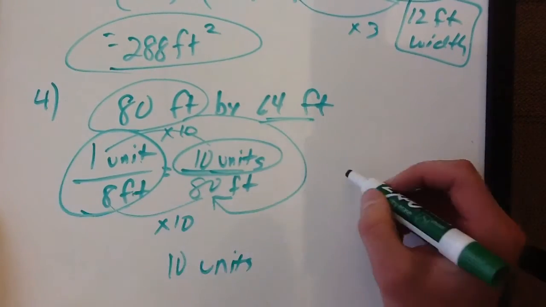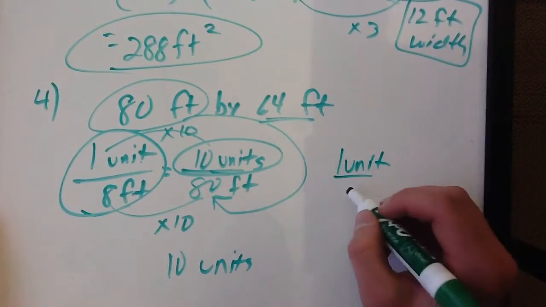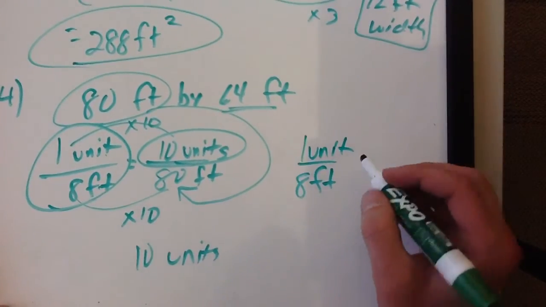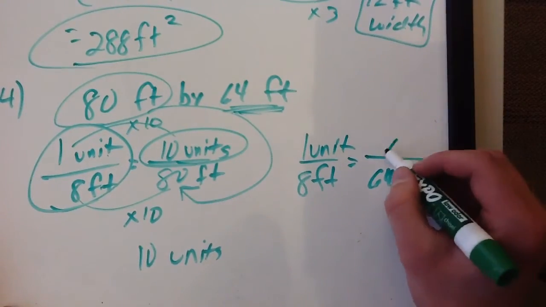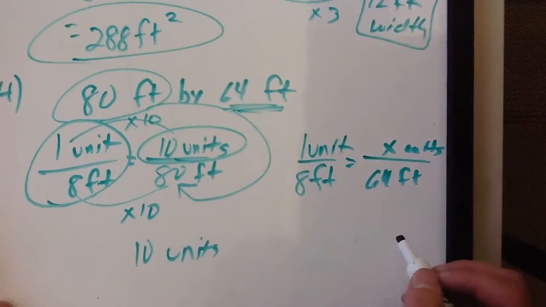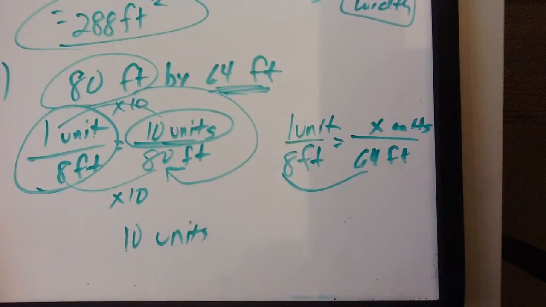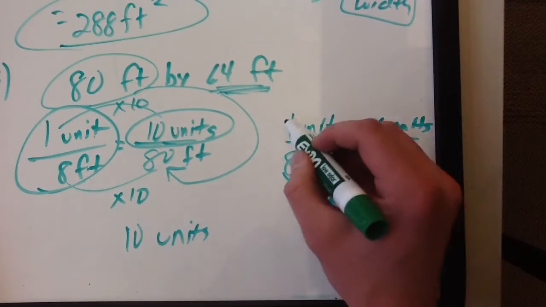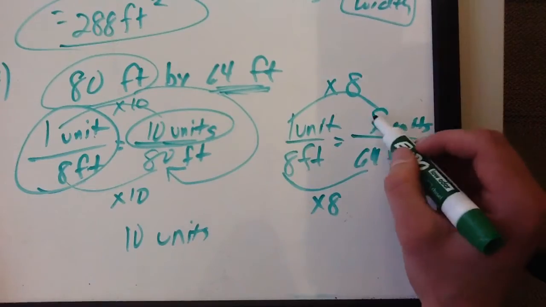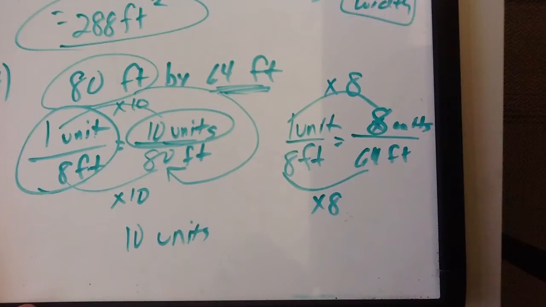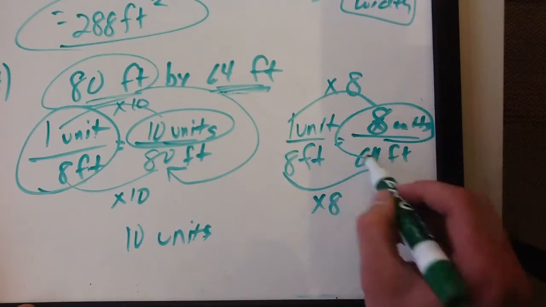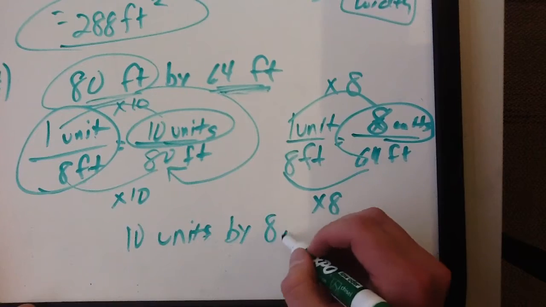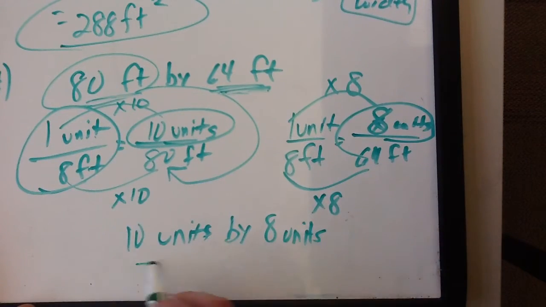So again, use your scale factor of 1 unit to 8 feet. Set that equal to 64 feet over some number of units. How did you get from 8 to 64? Well, you multiplied by 8, so you do the same thing up top. 1 times 8 is 8. So the actual dimensions are 80 feet by 64 feet, but when you convert them to units, it's 10 units by 8 units.